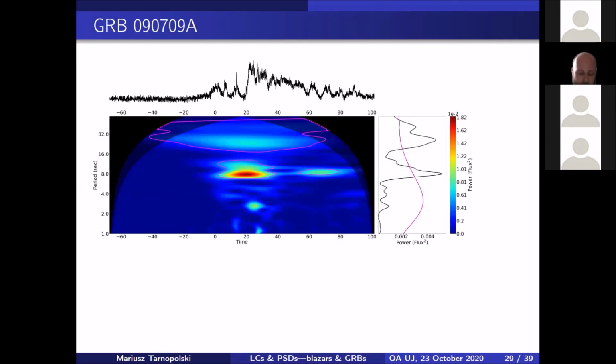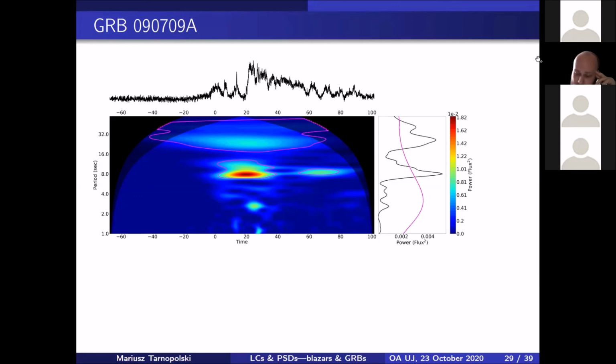So this is the first GRB whose scalogram I will show. This is an event from 10 years ago. And we see here quite a constant and persistent modulation at the reported period of about 8 seconds. So it's 8 seconds lasting for 80 seconds, so it's more or less 10 cycles.